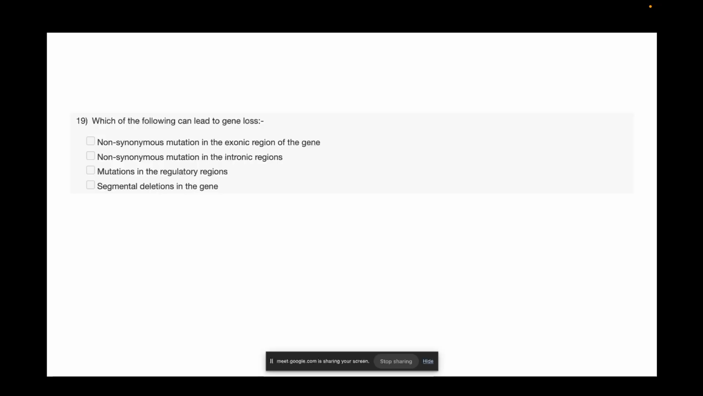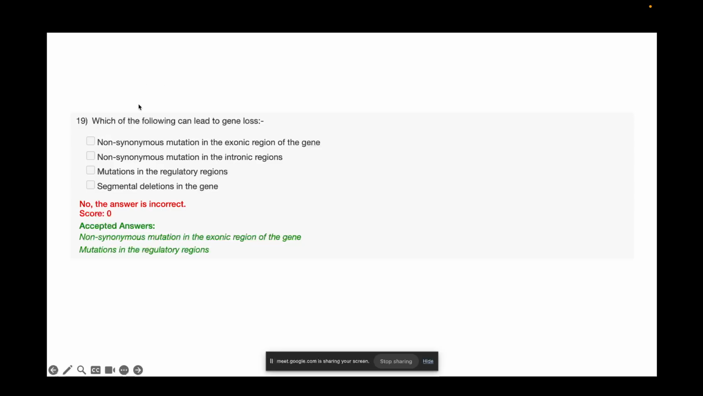This is also straightforward. So options 1 and 3. Option 4 is also probably correct, but segmental deletion is not something that we majorly see. Segmental duplication is what we see, but deletions in the gene can lead to gene loss. So a big structural variant in the gene can lead to gene loss, but the other ones are straightforward.